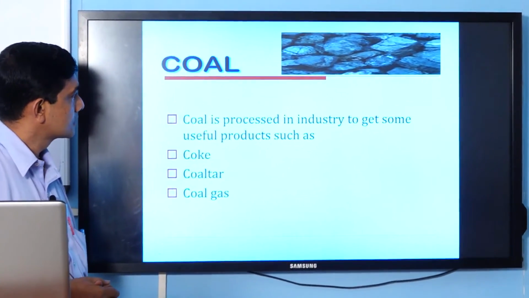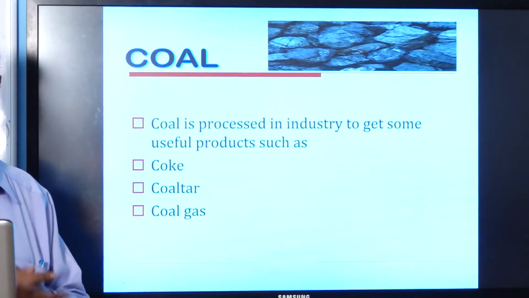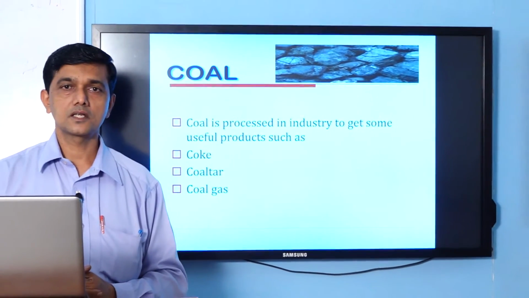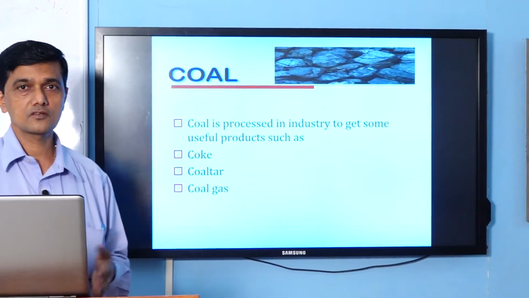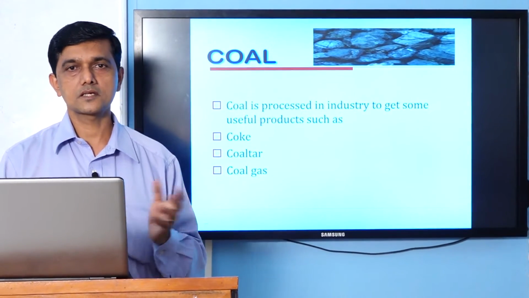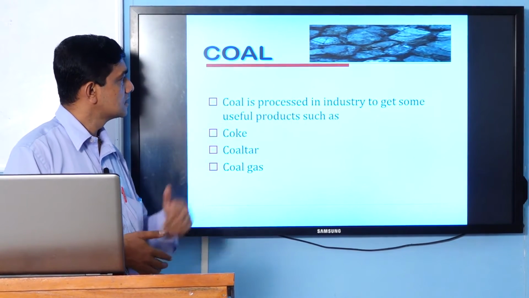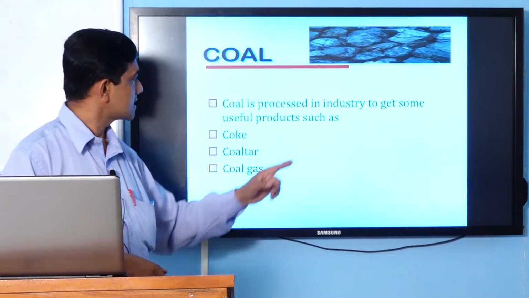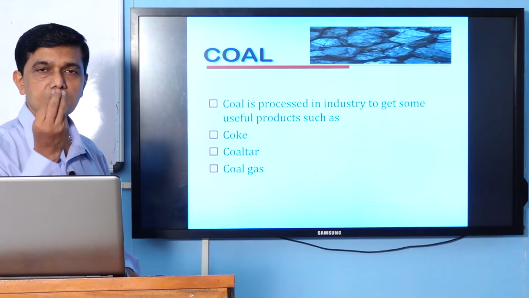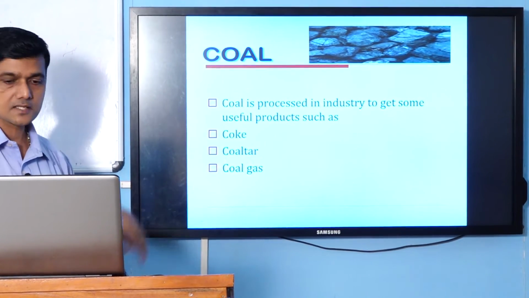So coal is dug out from the soil surface. It is also called coal mining, and it is used for various purposes, such as running a steam engine. It is used as a fuel for factories. It is also used at home for burning, etc. Now let us study about the various products of the coal. So coal is processed in the industry to get some useful products such as coke, coal tar, and coal gas. Coke is a hard, solid substance, coal tar is a liquid substance, and coal gas is in the gaseous form.